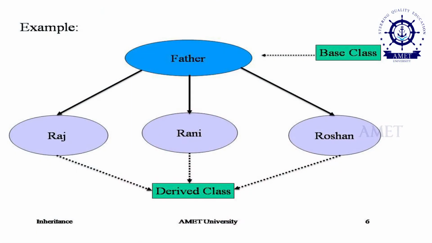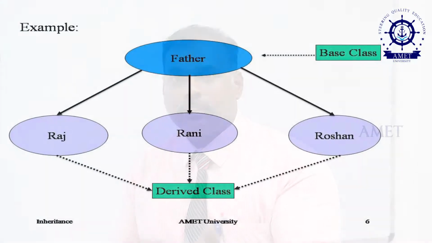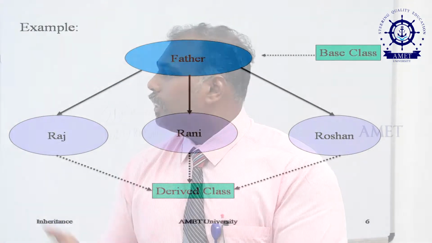Here is an example: a father has 2 sons and 1 daughter. This is a simple example for inheritance, where the father is the base class and the 2 sons and daughter are derived classes. The base class consists of all the features, and the derived class consists of some features of the base class, in addition to some extra features of its own. That is the derived class.